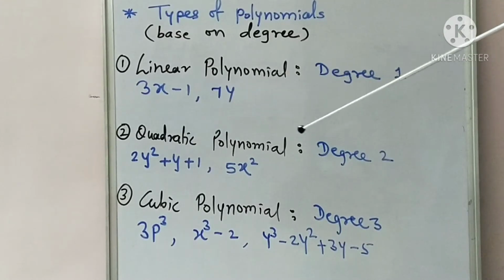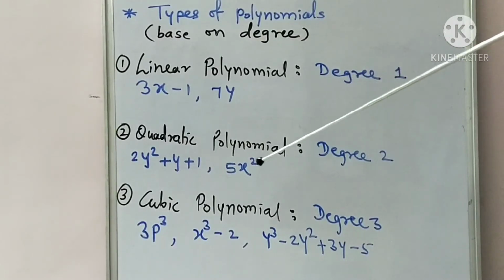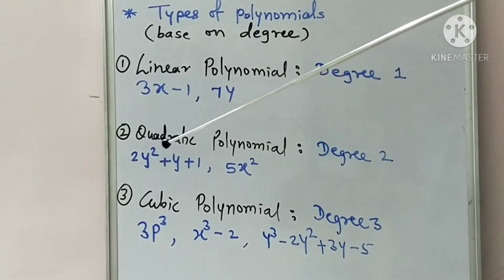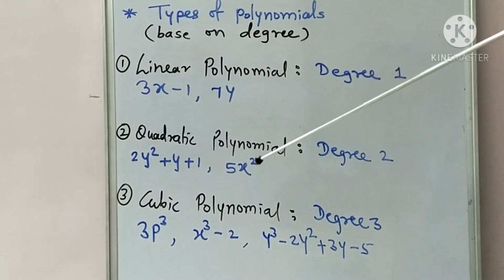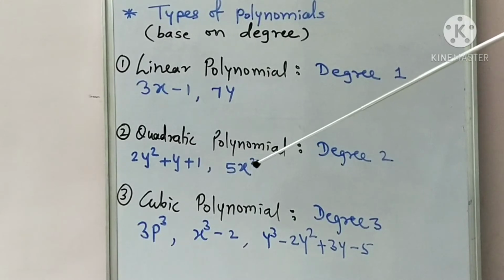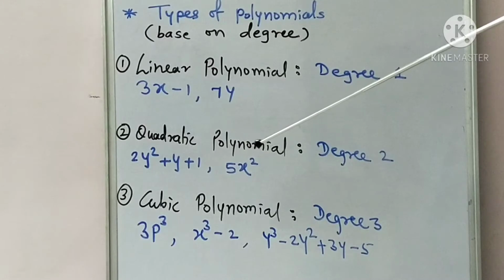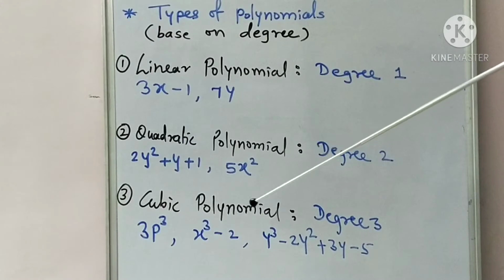Getting this? If the degree of the polynomial is 2, it is known as a quadratic polynomial. So here we have 2 examples. In the first one, 3 terms are there, which means it's a trinomial, and the degree is 2, which means it is also a quadratic polynomial. And the second one, according to the terms in the polynomial, is a monomial, but the degree is 2 and hence it is a quadratic polynomial. And if the degree is 3, it is known as a cubic polynomial.